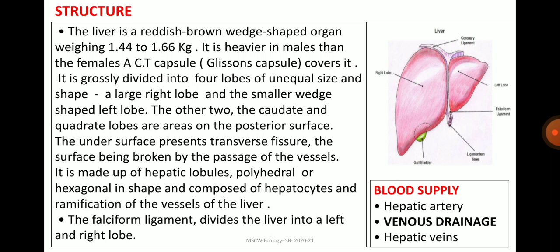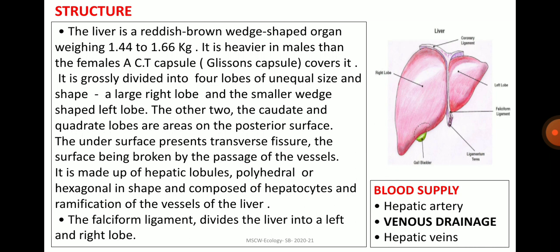Once again, you can see in this particular slide, as I explained, the liver is the largest organ of the body, it is a gland, and it is a reddish brown wedge-shaped organ weighing about 1.4 to 1.6 kg. Then a connective tissue capsule called Glisson's capsule covers it, and the 4 lobes I mentioned are the right lobe, left lobe, caudate and the quadrate lobes.